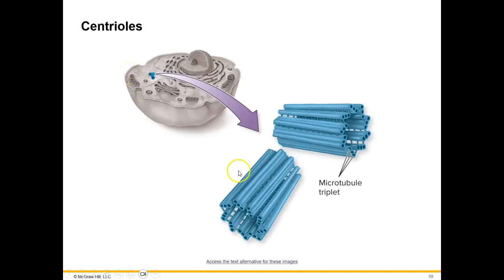Here's what they look like. We are usually forming those microtubules in these kind of triplet formations that you can see here. So this is another feature that's unique to animal cells and some protists. Plant cells will not have these centrioles.